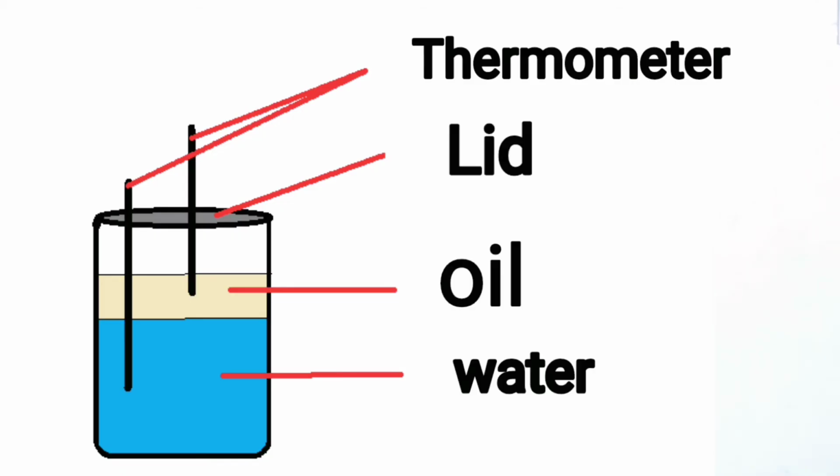For example, observe the picture to understand. There is a beaker containing hot water. Without both touching, make sure that they do not mix with each other. There are two thermometers inserted through a lid, where the lid is covering the whole beaker. One thermometer is inserted into coconut oil and one into the hot water.